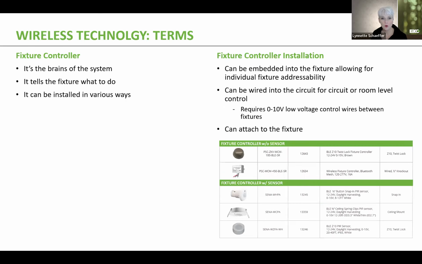Now, also in order for a wireless control solution to work properly, there needs to be a fixture controller, which is basically just the brains of the system. It tells the system what to do. It tells the fixture what to do. The fixture controller can be installed in various ways. It can be built into each fixture. Sometimes it's even built into the driver. It can attach to the fixture via various receptacles, making it very easy for field installation. There's even a circuit or room level fixture controller that can operate various fixtures through low voltage control wires. And of course, fixture controllers are available with the sensor included or without a sensor.